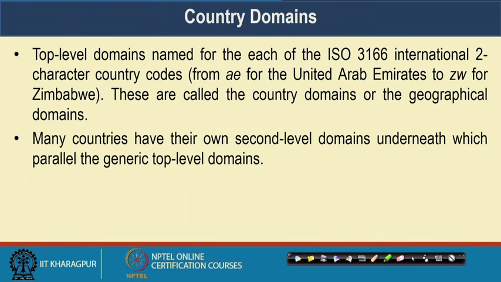So, it is country specific. Many countries have their own second level domain underneath the generic top level domain name, right. Like what we say ac.in, or co.in. There can be some other domain, say edu, right. So what we have is iitkgp.ac.in; these are underneath that domain.